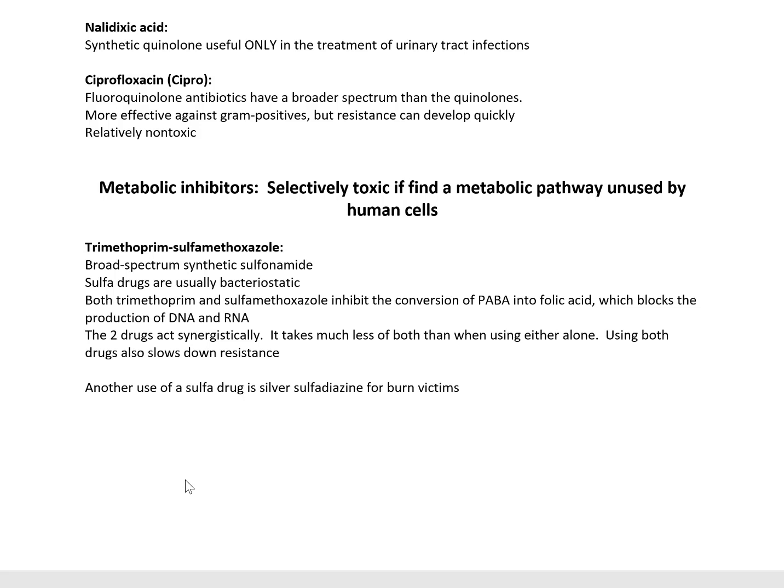And that is the list of antimicrobials I expect you to know. If I expect you to know something about it, it is on this list, and I just said it to you. So hope this helps.